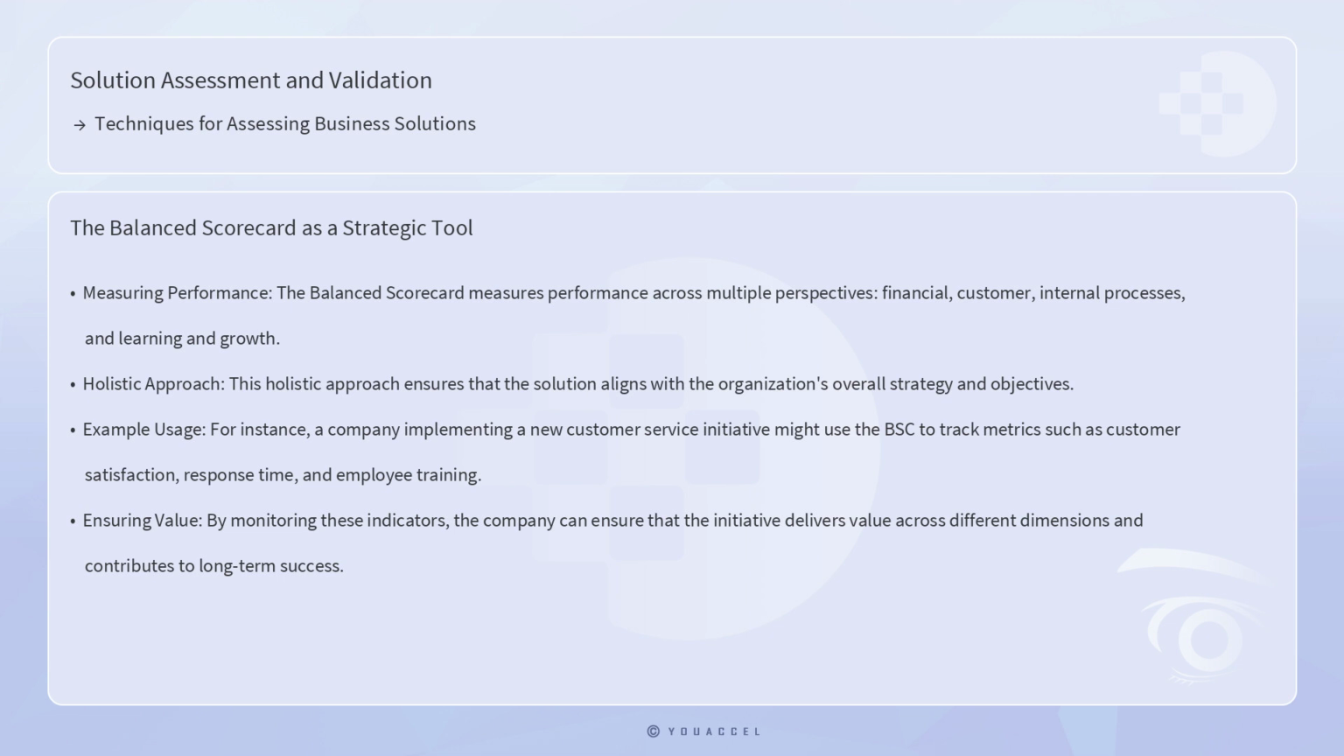For instance, a company implementing a new customer service initiative might use the BSC to track metrics such as customer satisfaction, response time, and employee training. By monitoring these indicators, the company can ensure that the initiative delivers value across different dimensions and contributes to long-term success.